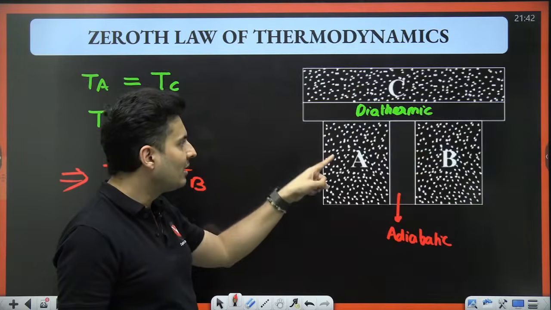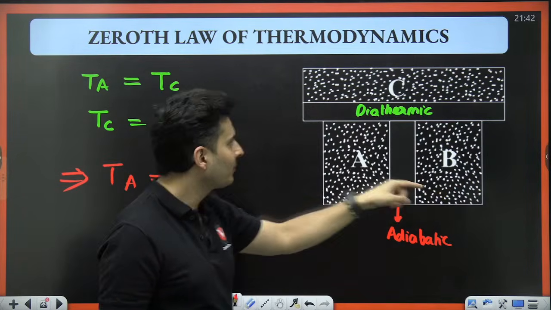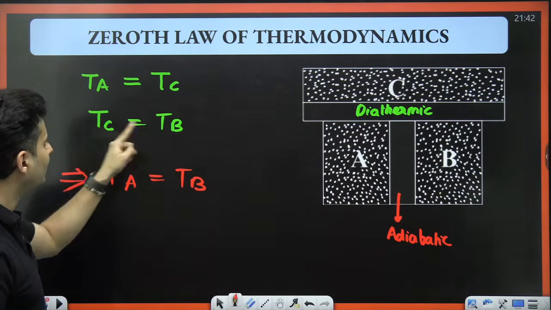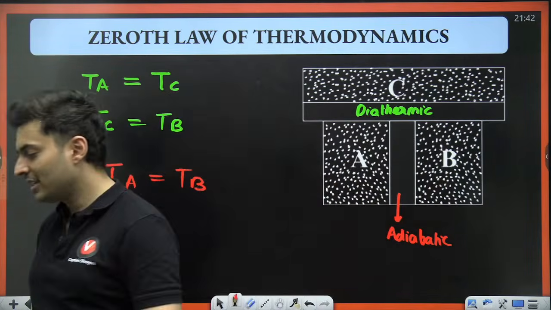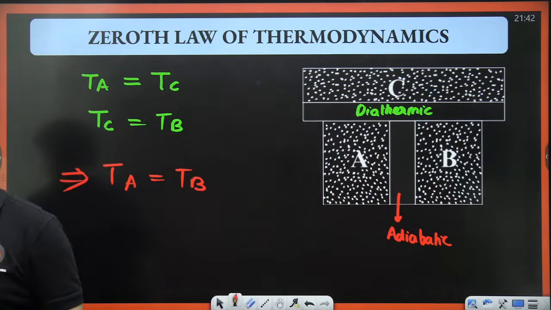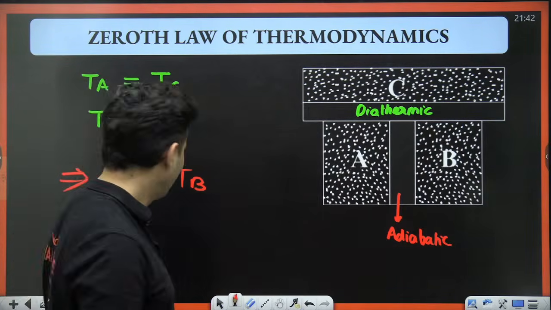When a body is in equilibrium with one body, and the same body is in equilibrium with another body, then these two are also in equilibrium with each other. Got it? Simple. That is your zeroth law of thermodynamics.